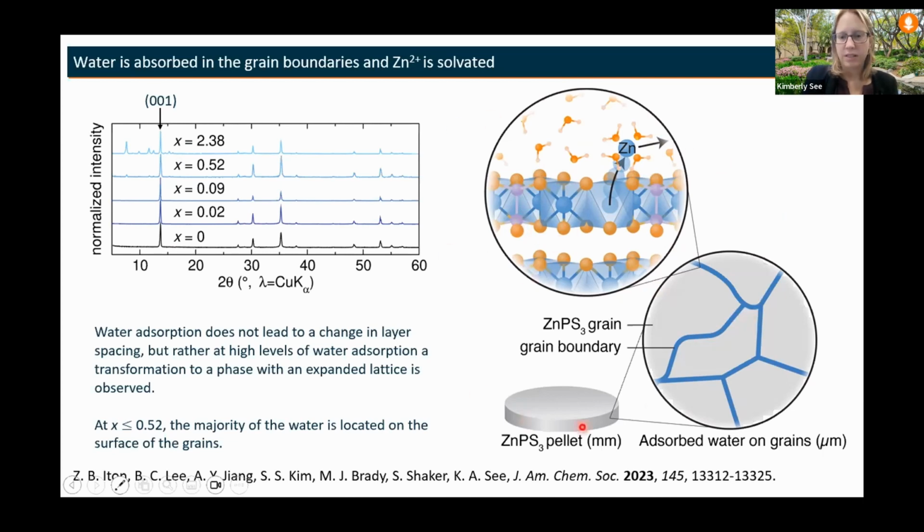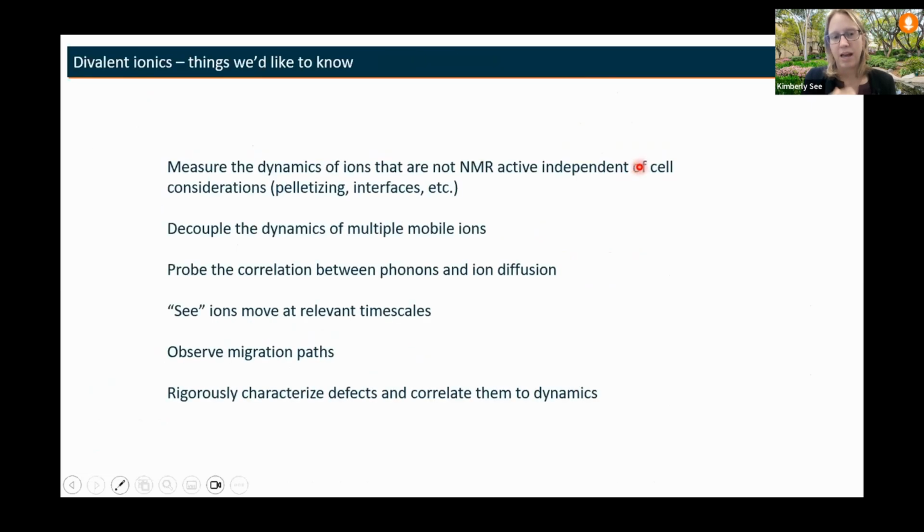But this leaves us with many challenges associated with characterization, because now we're using these sort of weird cations like zinc that aren't very good NMR nuclei. And it makes it hard to measure diffusion without an electrochemical cell. So the things we'd really like to be able to do would be to measure the dynamics of ions that are not NMR active, independent of cell considerations.